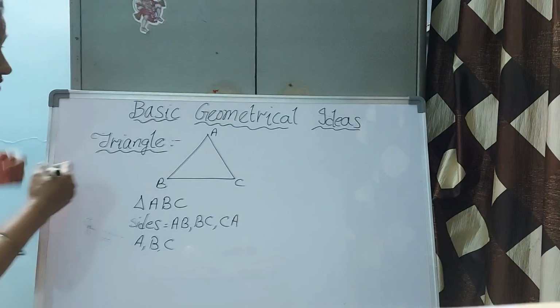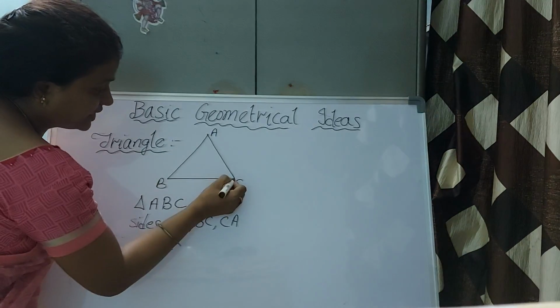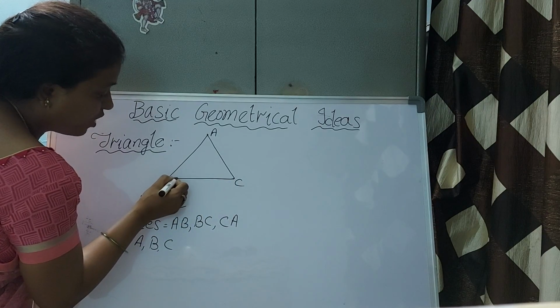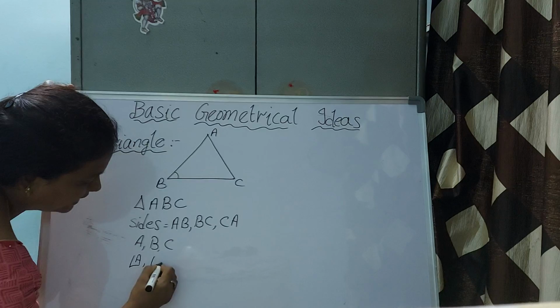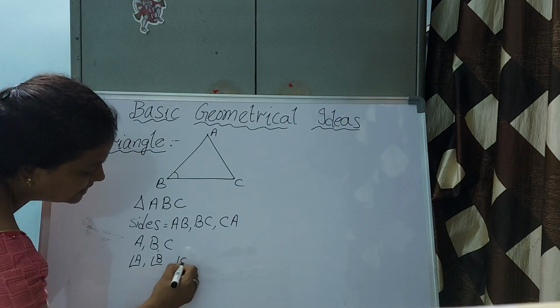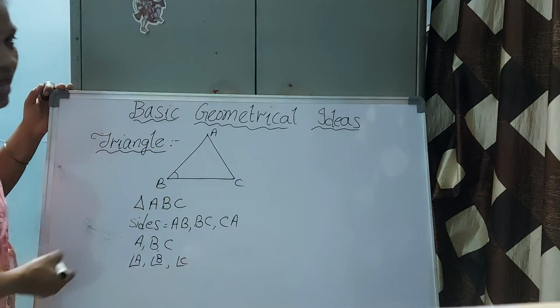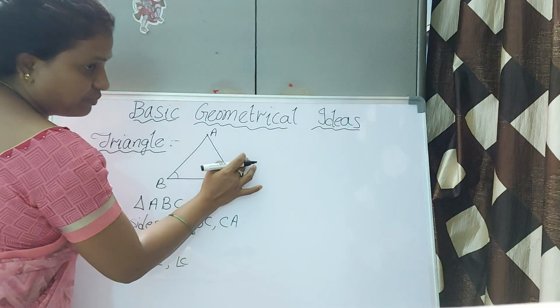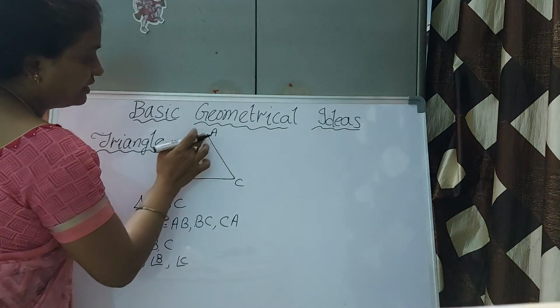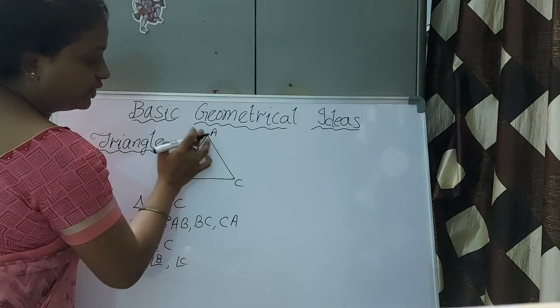What are the angles? The two line segments which join at a point form an angle. Angle A, angle B, angle C. These three are the angles. And this is the interior part, the exterior part of the triangle, and this is on the boundary.